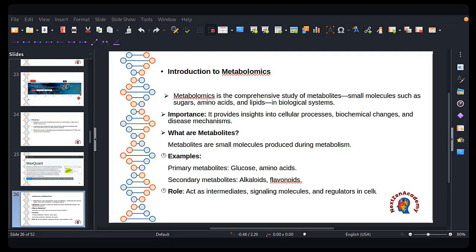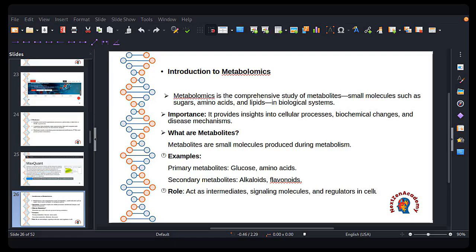In any reaction, in any metabolic process, these are formed or consumed. A molecule produced or consumed during metabolic processes, these are metabolites like sugar, amino acid and lipids. So what is the importance? It provides insights into cellular processes, the biochemical changes and disease mechanisms. So metabolites are small molecules produced during metabolism. Okay, so what are the examples? Primary metabolites, glucose, amino acids. Secondary metabolites, alkaloids or flavonoids.